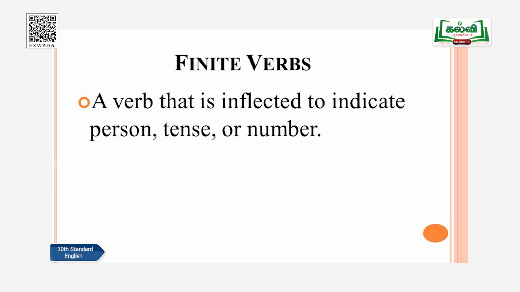Now let us look at the definition for it. So what is a finite verb? A verb that is inflected to indicate person, first person, second and third person, and tense, present tense, past tense and future tense, or number, okay, singular or plural, then that particular verb is called finite verbs. Is it clear, children? Do you understand? Now let us do an exercise.